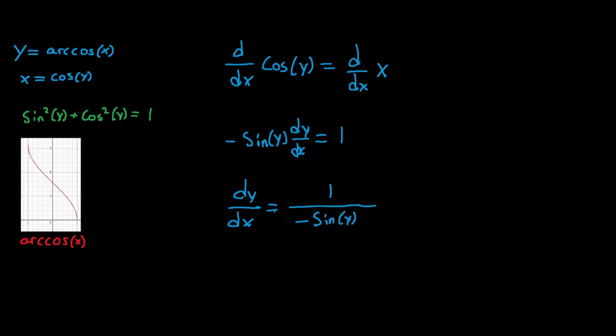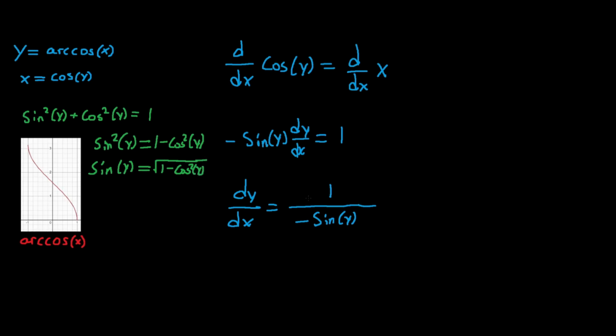And of course, I want to write this in terms of x. So what I'm going to do now is refer to this Pythagorean identity, and I'm just going to say, okay, I want to isolate sine squared of y first. So I'm just going to write it, sine squared of y is equal to 1 minus cosine squared of y, right? I just subtracted cosine squared of y from both sides. And then I'm going to take the square root of both sides to just get the sine of y alone. And then that's going to equal the square root of 1 minus cosine squared of y.